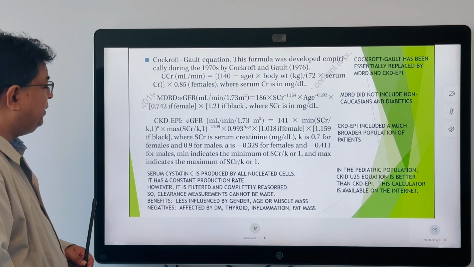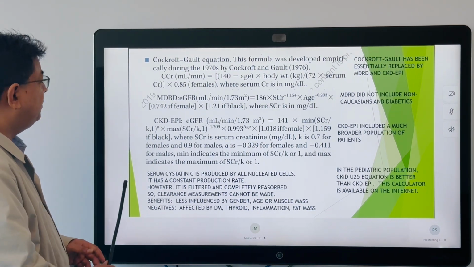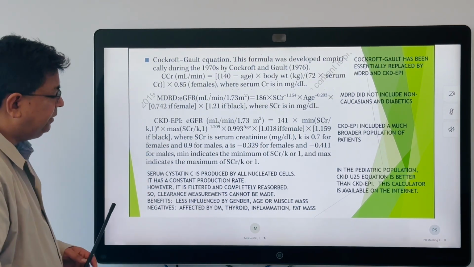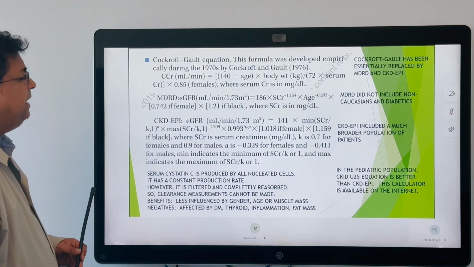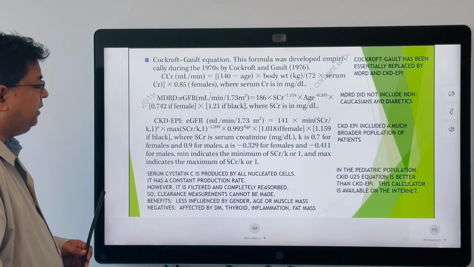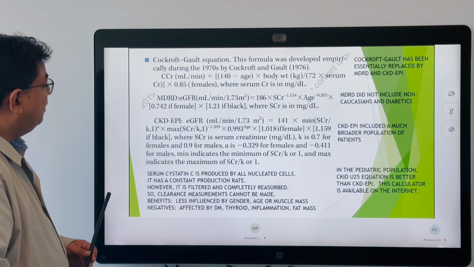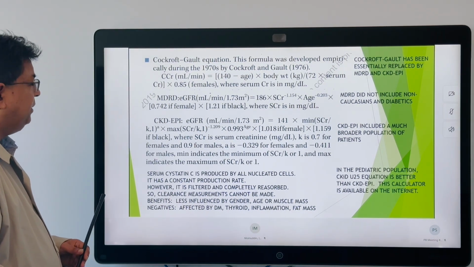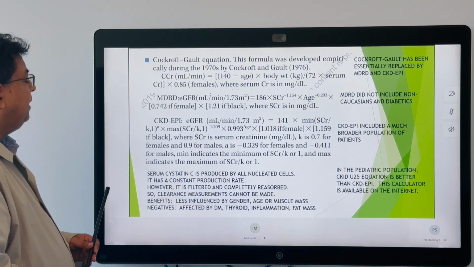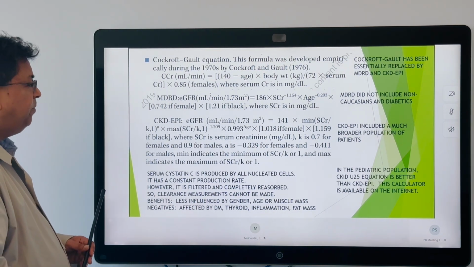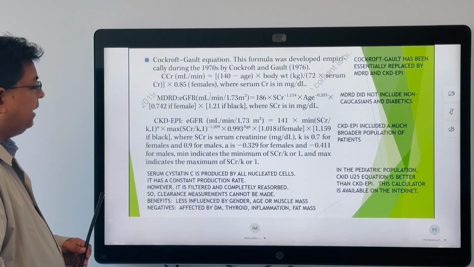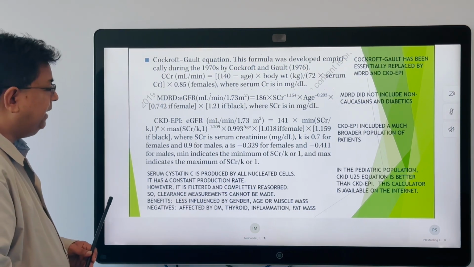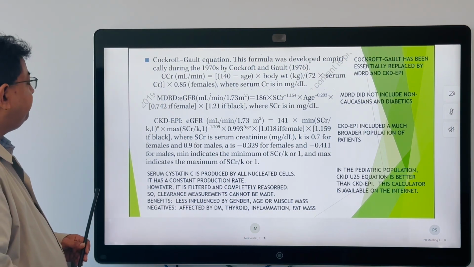The earliest study that described the calculation of glomerular filtration rate was the Cockcroft-Gault equation. That has essentially been replaced by the MDRD and CKD-EPI. The problem with the MDRD is that it did not include non-Caucasians and diabetics. The CKD-EPI included a much broader population of patients and is the most widely used equation.